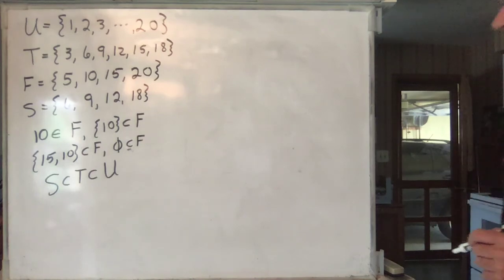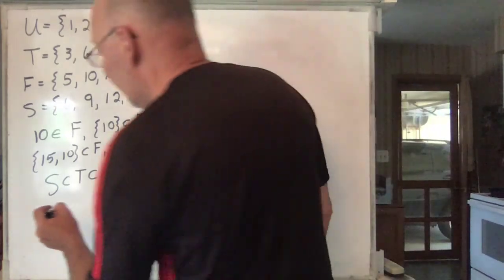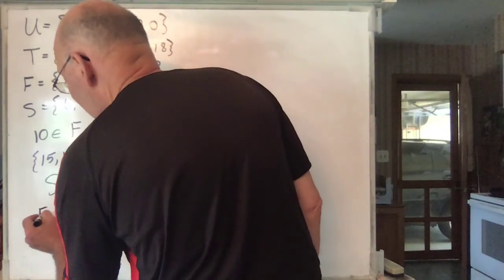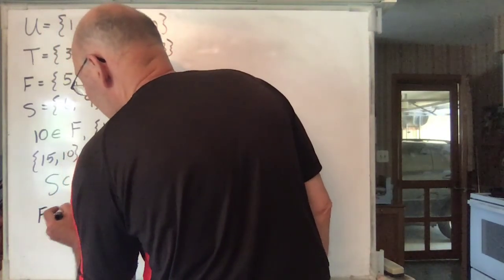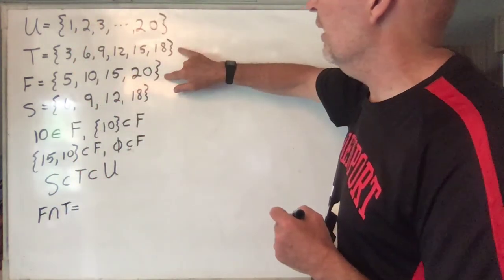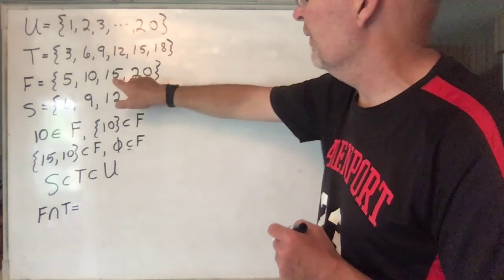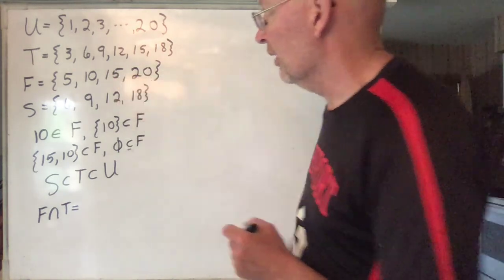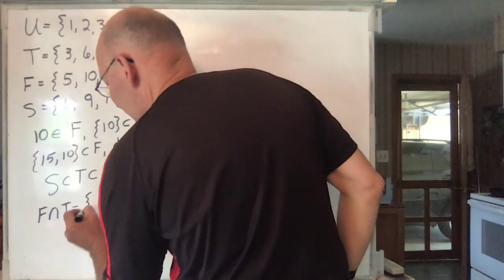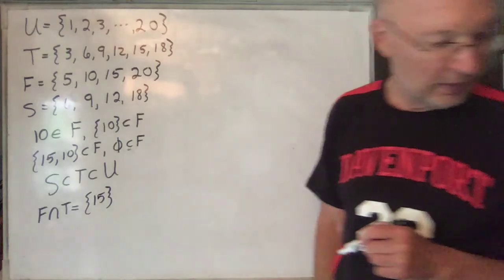Then if we want to, we can take intersections of sets. What's the intersection of F and T, for example? F intersect T. That's everything that's both in here and in here. So it's got to be a multiple of 3 and a multiple of 5. I guess 15 is the only one, right? So that would be the set with just 15 in it.